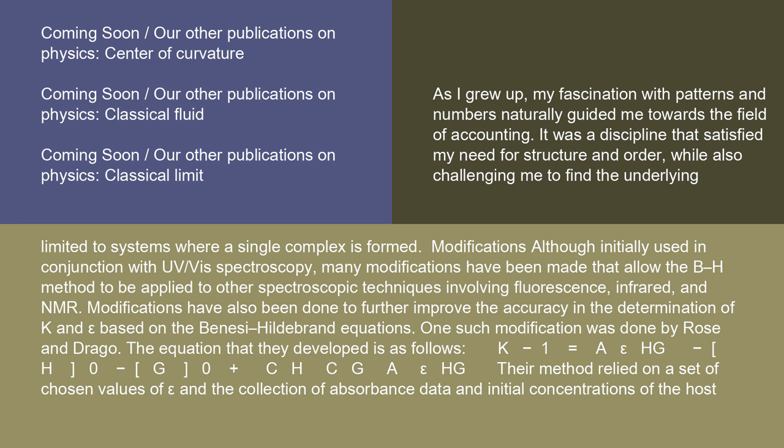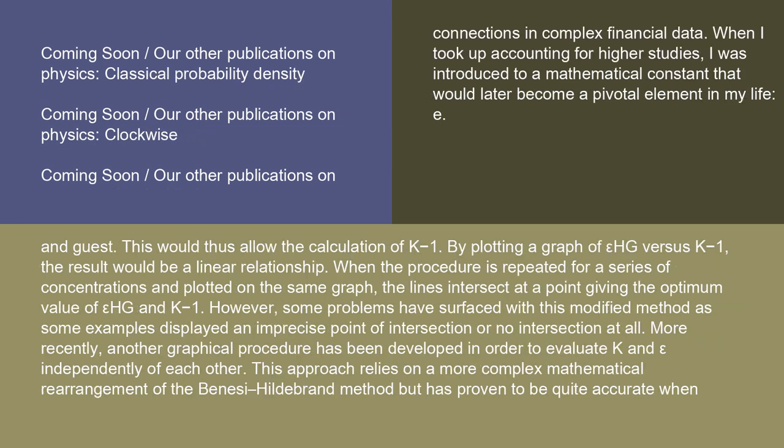K^-1 equals epsilon_HG minus H0 minus G0 plus (A over epsilon_HG) times ... Their method relied on a set of chosen values of epsilon and the collection of absorbance data and initial concentrations of the host and guest. This would thus allow the calculation of K^-1. By plotting a graph of epsilon_HG versus K^-1, the result would be a linear relationship. When the procedure is repeated for a series of concentrations and plotted on the same graph, the lines intersect at a point giving the optimum value of epsilon_HG and K^-1.